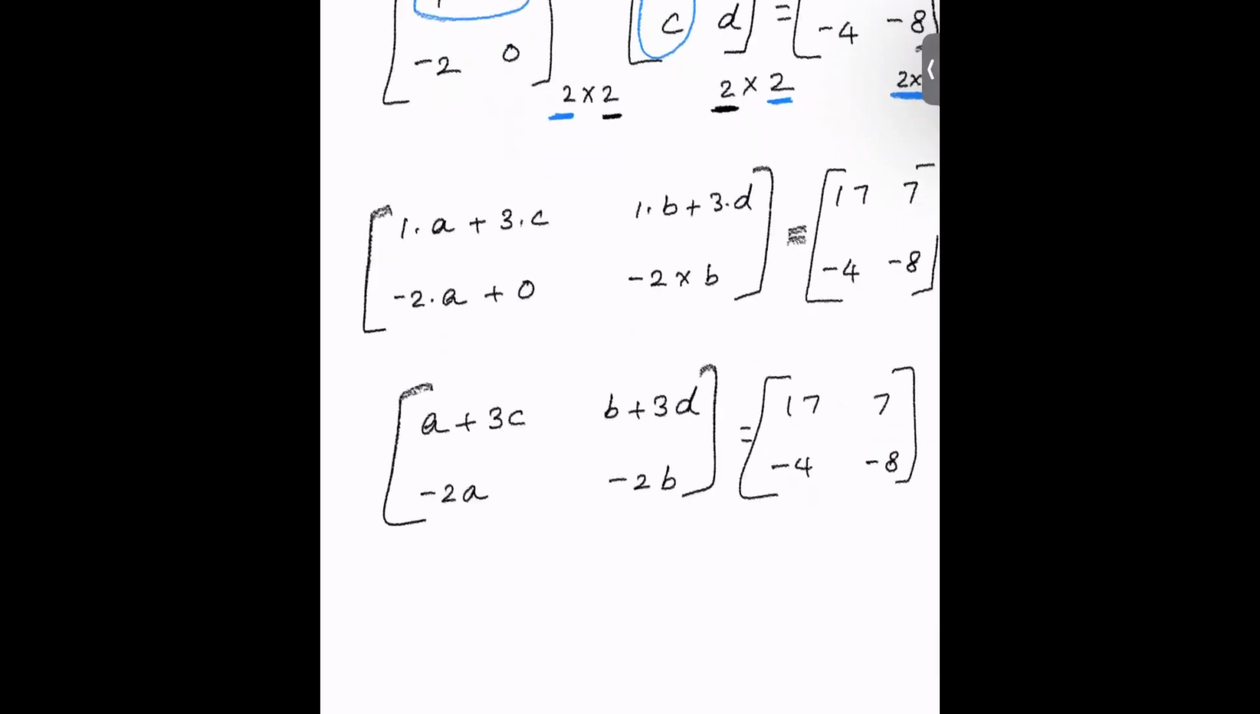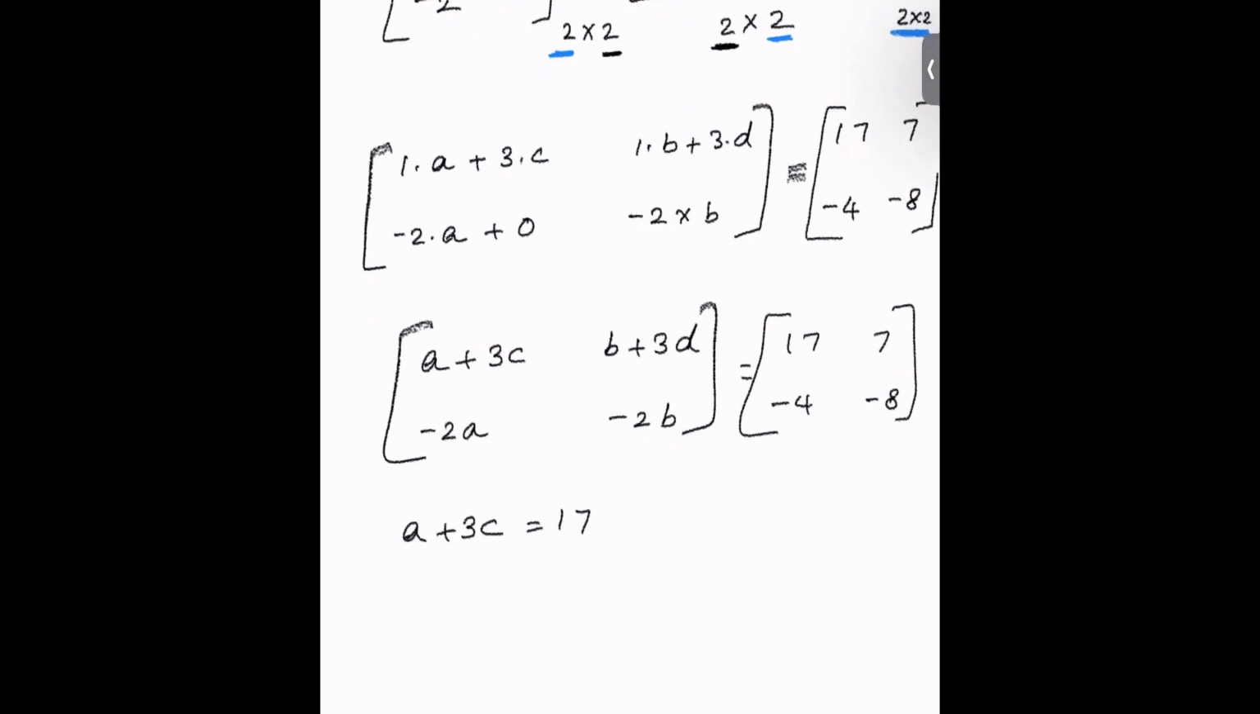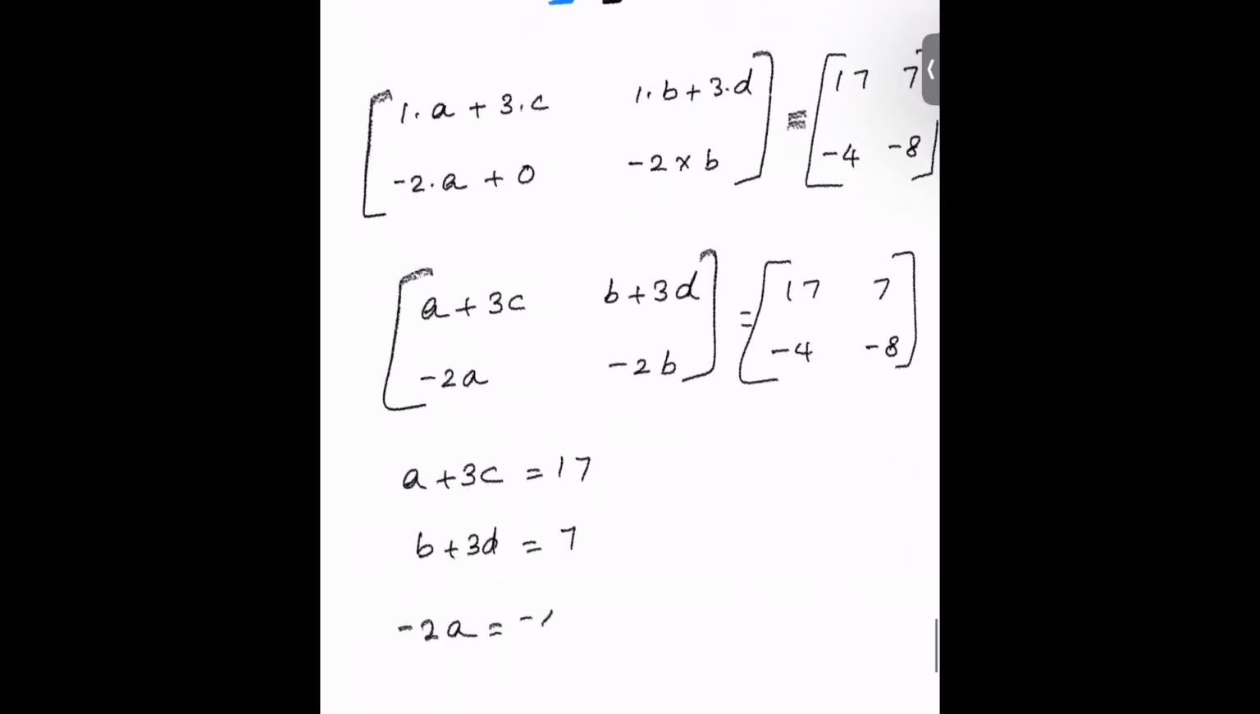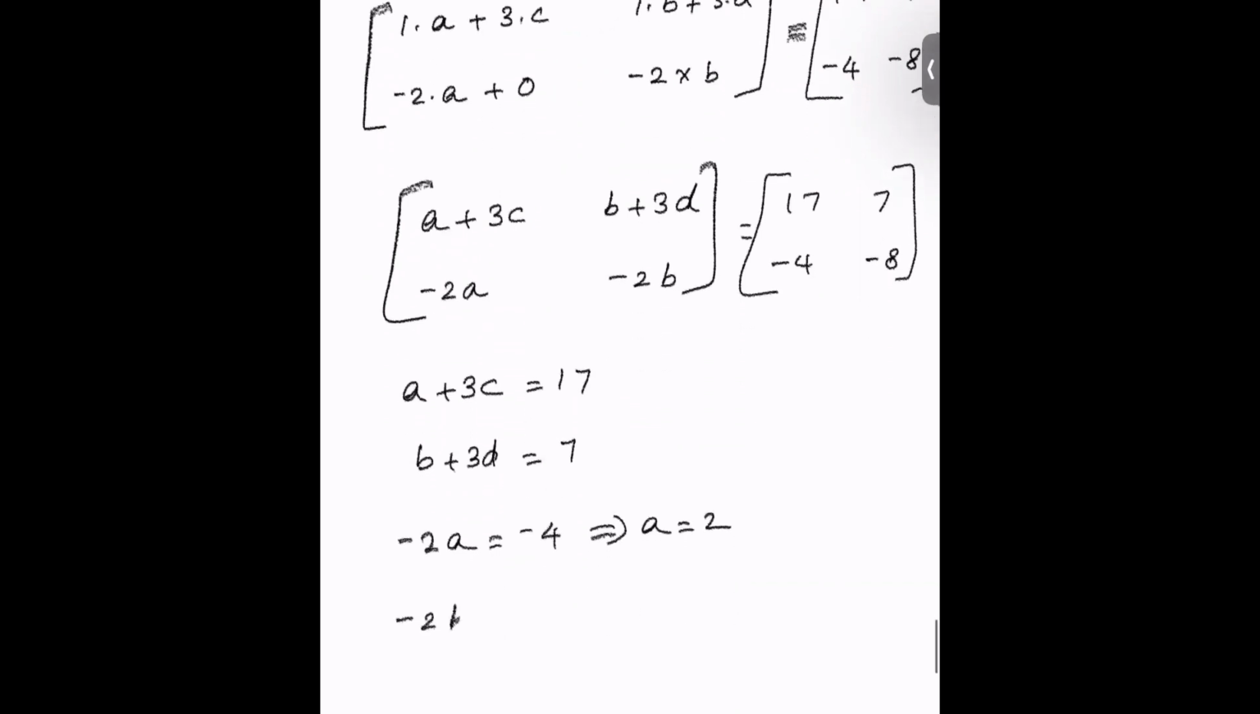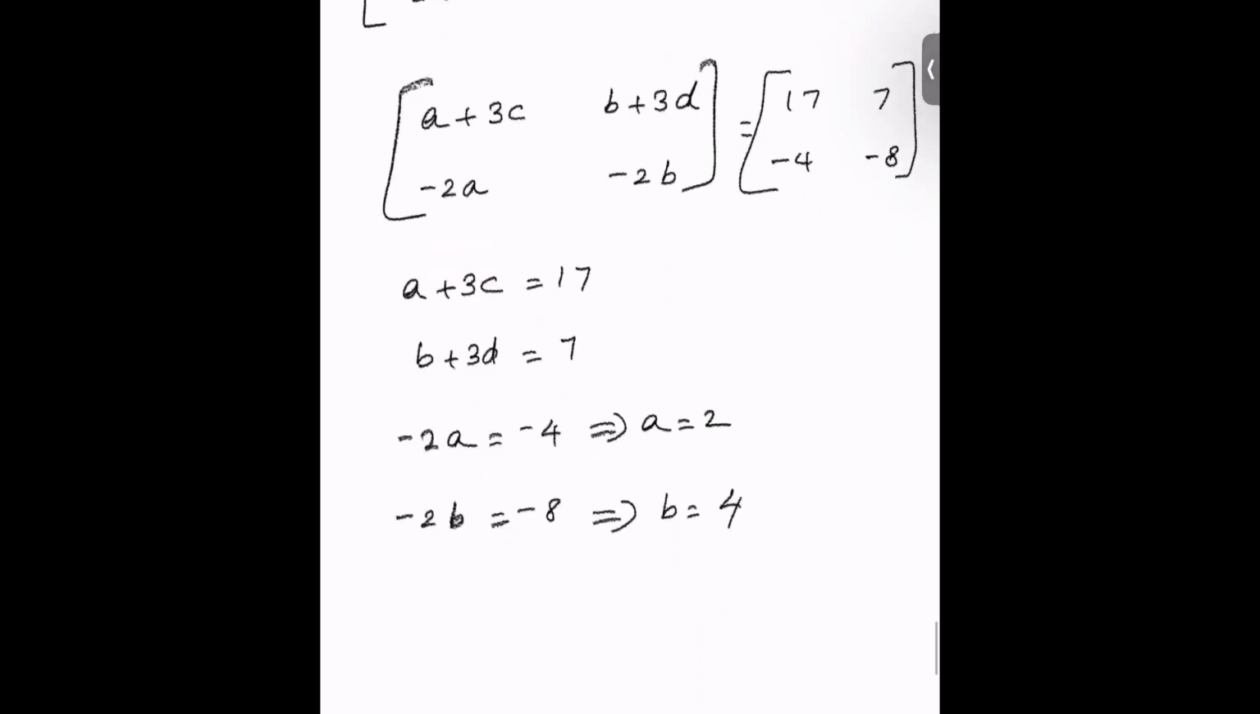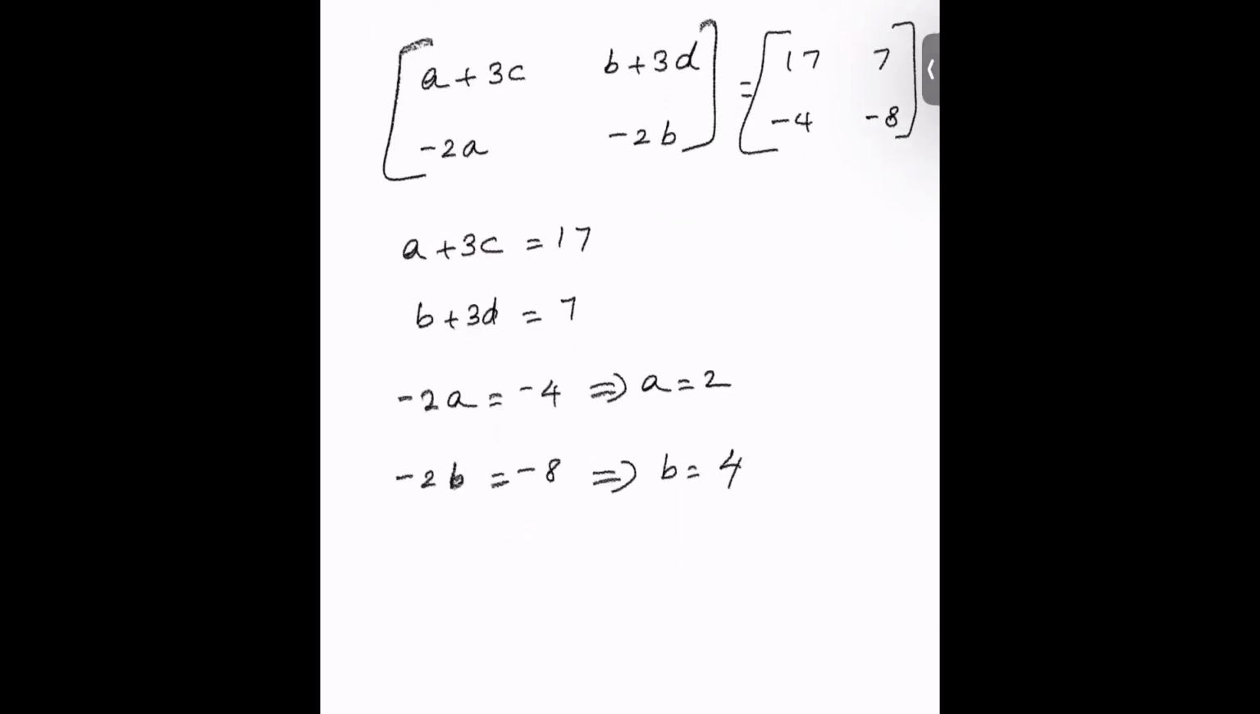Now, you can say A plus 3C equal to 17. It's an equal matrix, right? So each corresponding element is equal. So A plus 3C is equal to 17. B plus 3D is equal to 7. Negative 2A equal to negative 4 implies A equal to 2. Now, negative 2B is equal to negative 8, implies B is equal to 4. Now the A value and B value are known. Now put them in the other two equations.